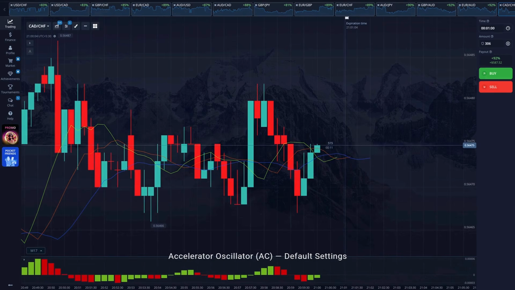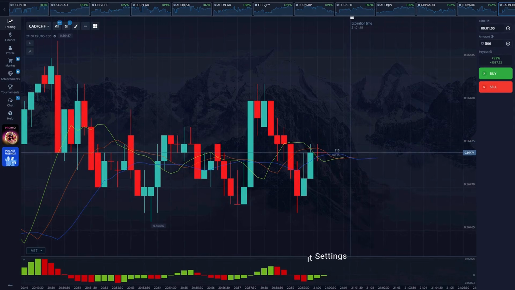This is our secret weapon. Here's why it's special. It doesn't show you what the price is doing right now. It shows you what momentum is doing before the price reacts. It's a leading indicator. It moves first, and price follows.